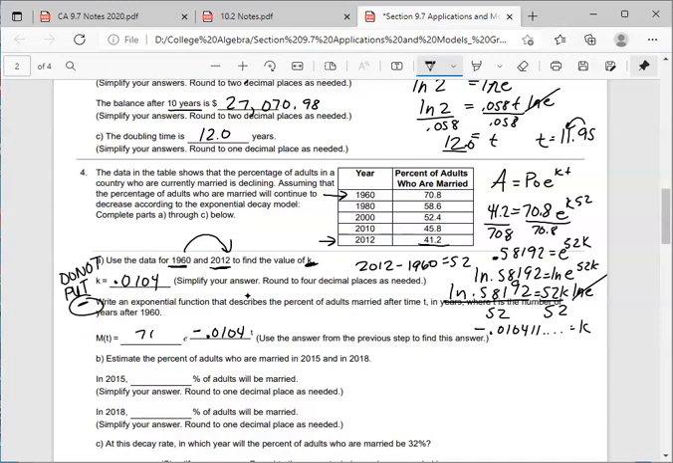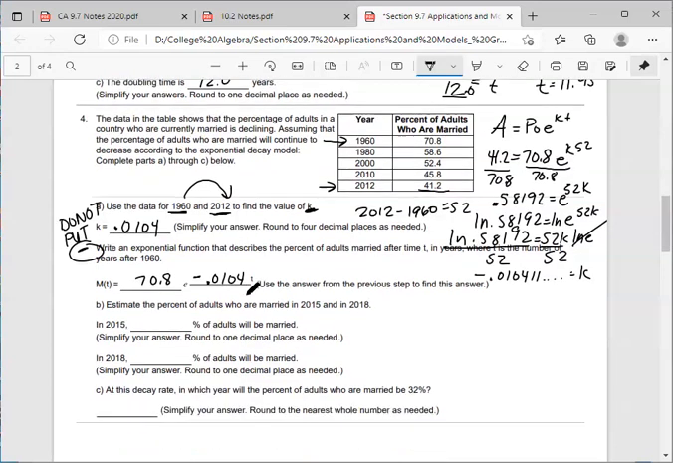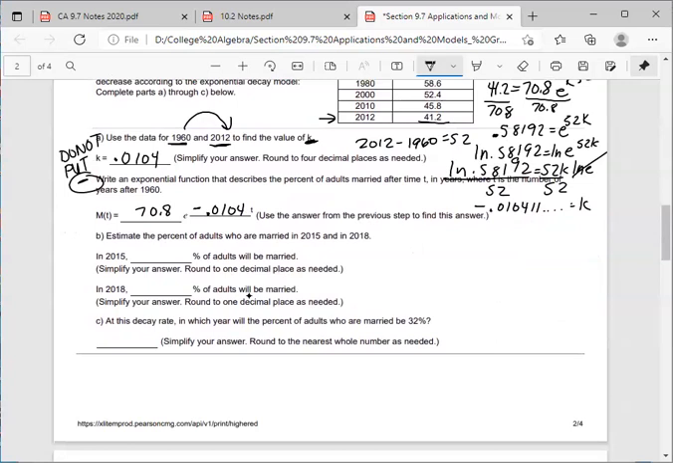We started out with 70.8. So this is our formula. This is what we started out with. So P sub 0 times E raised to the negative 0.0104 times however many years it took. So it says, estimate the percent of adults who are married in 2015 and 2018. In 2015, how many years have gone by since 1960? Because that's what T is going to have to be. Okay, so you want to do 2015 minus 1960.